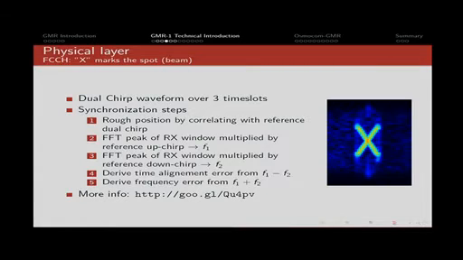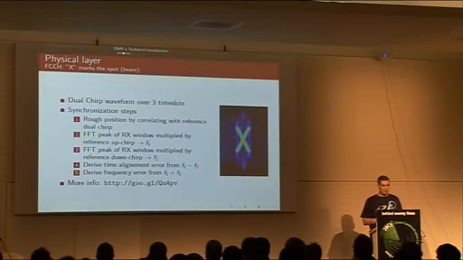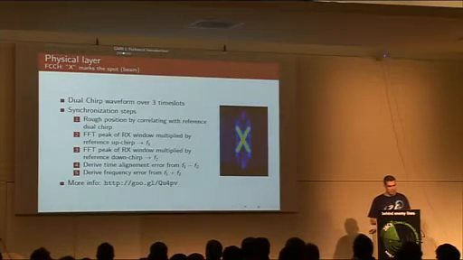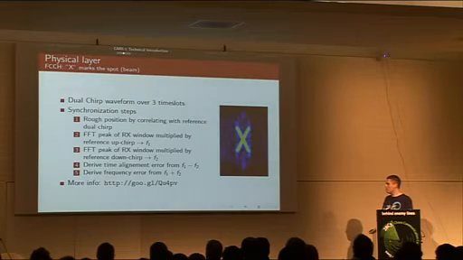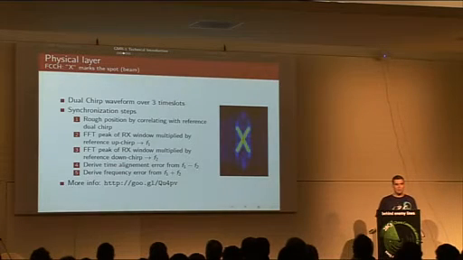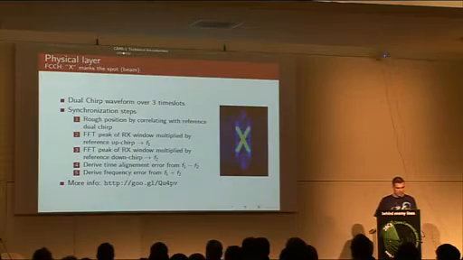You do the same thing for the downchirp. And kind of magically, the time alignment error will be proportional to F1 minus F2, and the frequency error will be proportional to F1 plus F2. If you're interested in why exactly that is, you can follow the link. There's a very interesting paper about it.